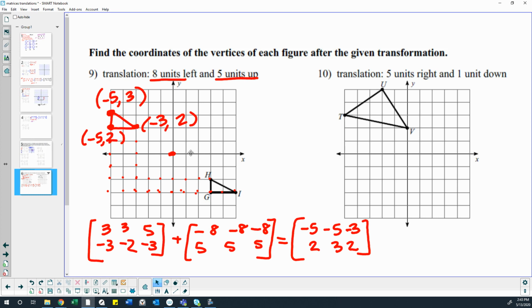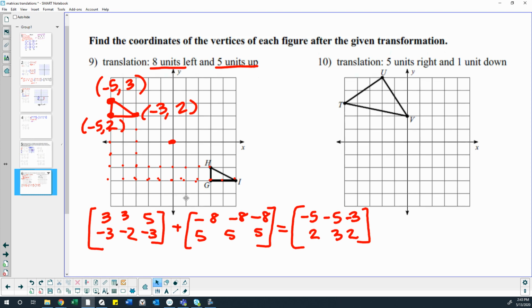Now, how do we do this whole thing with matrices? Well, we would start by finding the coordinates for G, H, and I. And usually when they're labeled with letters like this, I go alphabetically. So G, H, I. So point G is at 3, negative 3. Point H is at 3, negative 2. And point I is at 5, negative 3.